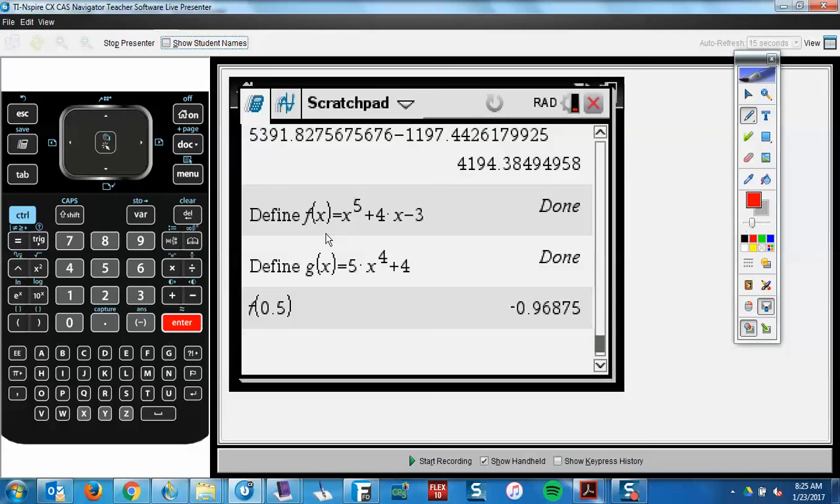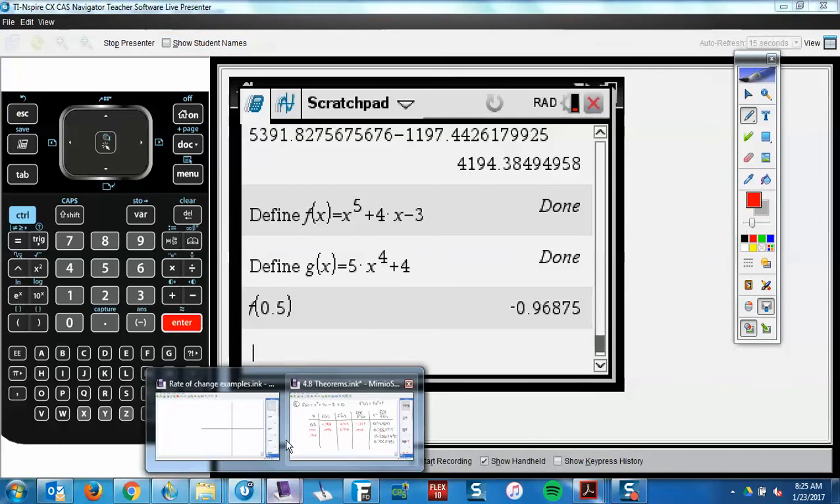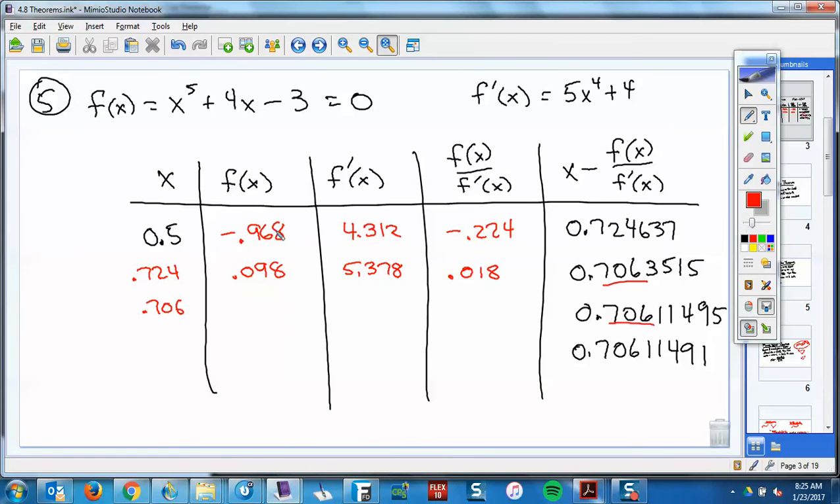Now, how come you're only getting those decimal places? Oh, that's probably exact, I guess. Okay, so if we go back to the table, Jesse told us negative 0.968, and sure enough, that's what we had, negative 0.968.